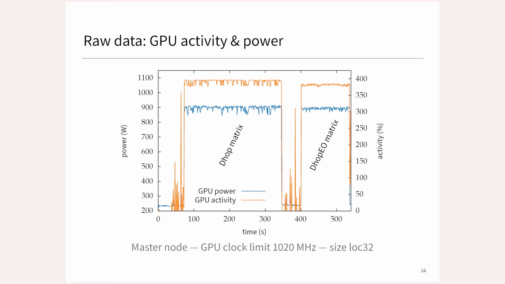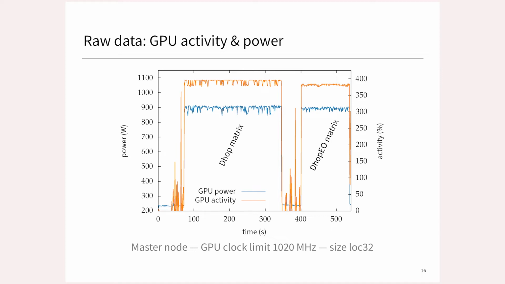You see the benchmark takes about 550 seconds to complete. The blue line is the power draw of the GPU, which you can read on the left vertical axis, and the orange line is the activity of the GPU. You see that it can go up to a maximum of 400%, as there are 4 GPUs in the node. That's what happened in the GPU during the benchmark, and as you can see, there are 2 clear phases.